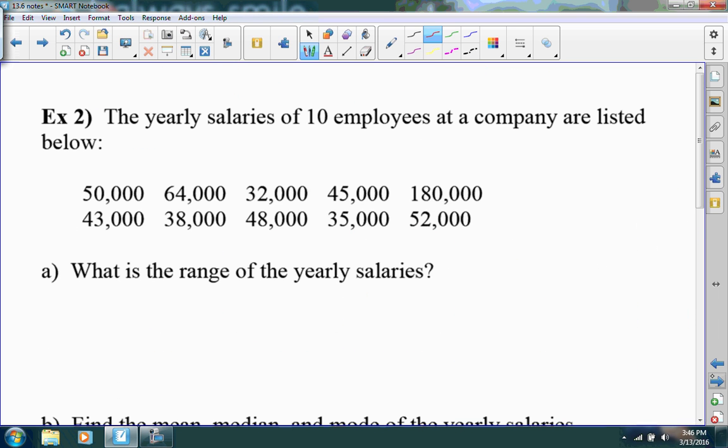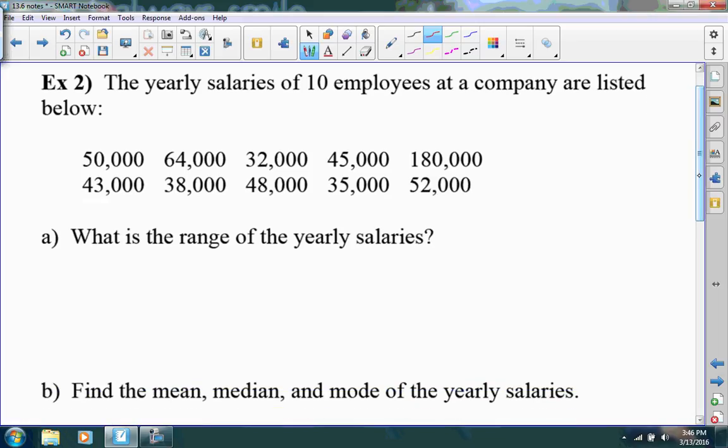Okay, so let's try this again with just different numbers, and we're going to talk about one other concept as we go through this example. Here we have the yearly salaries of 10 employees at a company. And again, I've got these salaries all listed out, and the first thing they want me to do is find the range. So before I even start doing that, I'm going to put them in order.